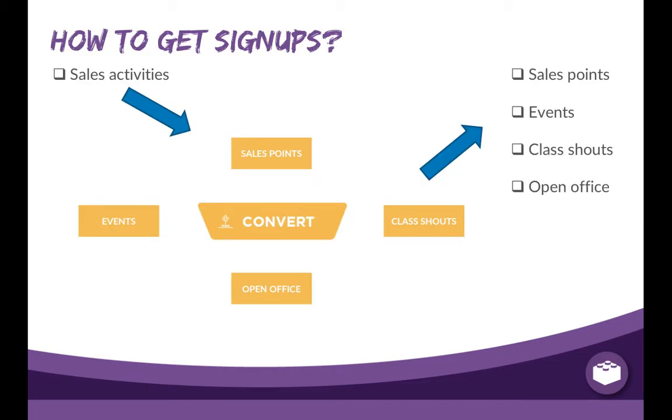And then, how to get signups. For signups, we have selling activities that are meant to convert people from visitors on the website to people that sign up on our platform. We have 4 different activities. For events, sales points, and class shouts, you have courses about them in the offline academy, on how to do them. So I won't go in depth now because you can check.